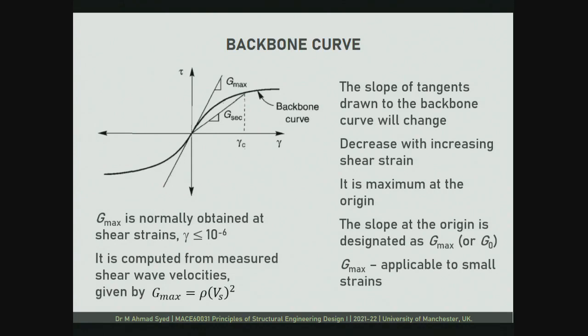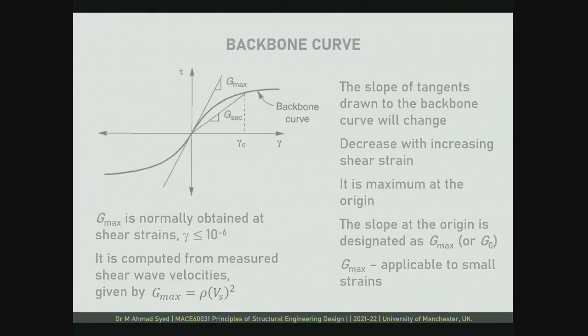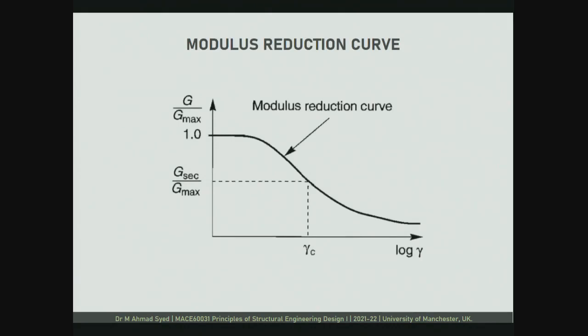But we should only use this when we are confident that our values of expected strains on site are going to be very, very small. If that is not the case, then we have to go for relatively smaller values of G. So this is the modulus reduction curve. For very small strains, I can have G equal to G max, but as you anticipate larger strains, then our G value reduces.